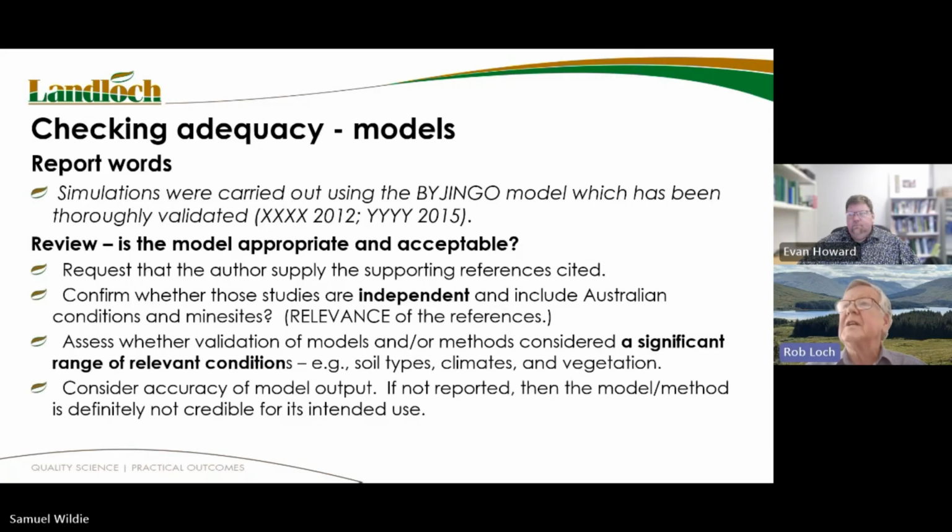Next one, please, mate. So I'll give you some examples now. You might have a report that says we used some strange model from somewhere, and it's been thoroughly validated, with references. The first point there is that the author should supply the supporting references. It's not the job of the reviewer to thrash their way around the internet trying to get them, but the reviewer should then consider whether or not those particular references are credible.